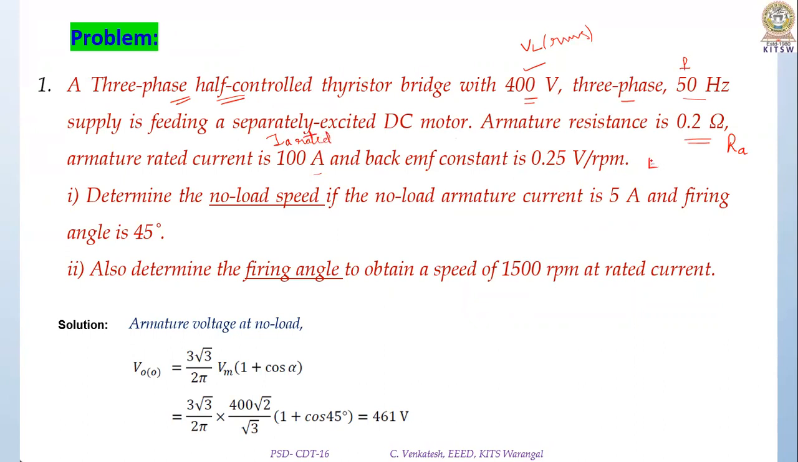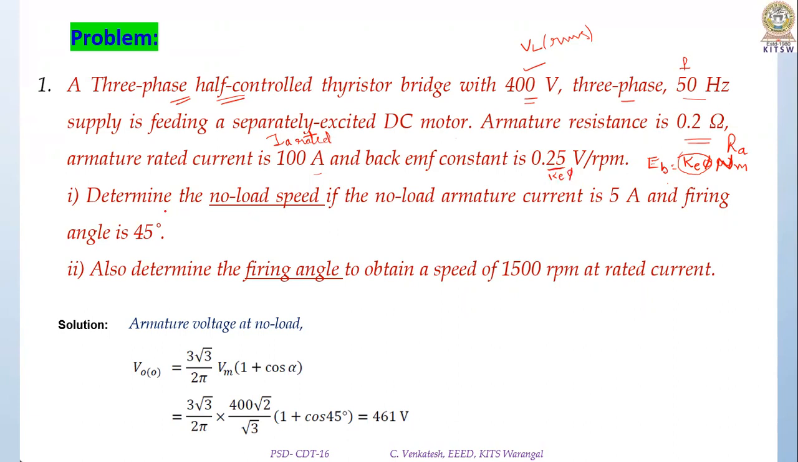We know that back EMF is given by Eb equal to Ke phi into omega m. Now it is given as volts per RPM, so that's why it is Nm, the speed of the motor. This Ke into phi is called the back EMF constant. So Ke into phi will be equal to Eb divided by Nm, that is volts per RPM. So this 0.25 represents Ke into phi.